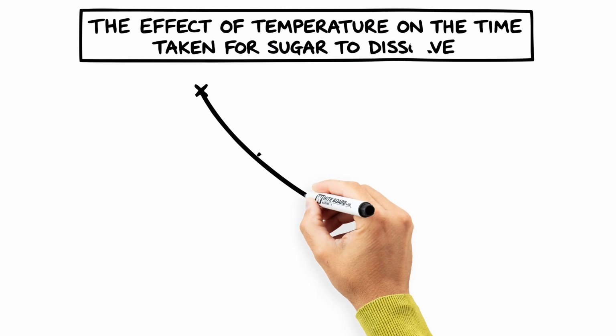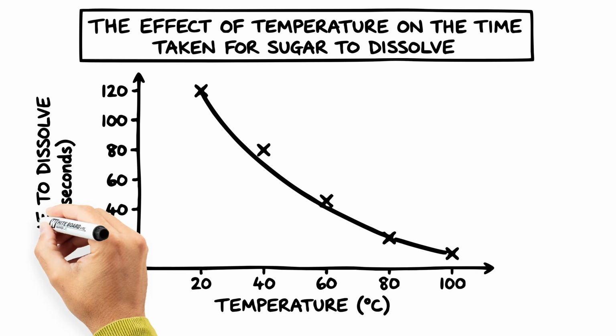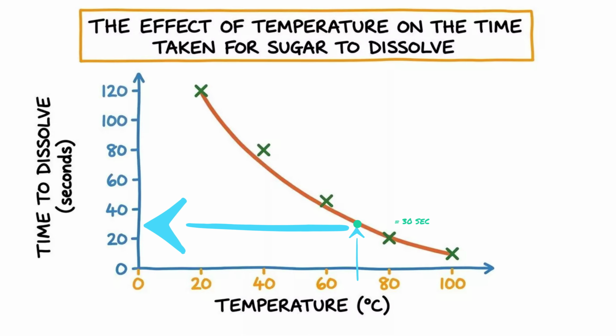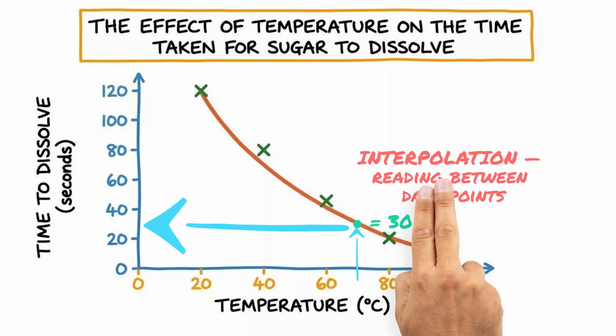At 70 degrees, not in our data. Find 70 on x. Go up to the curve. Read across to y. Approximately 30 seconds. That is interpolation.